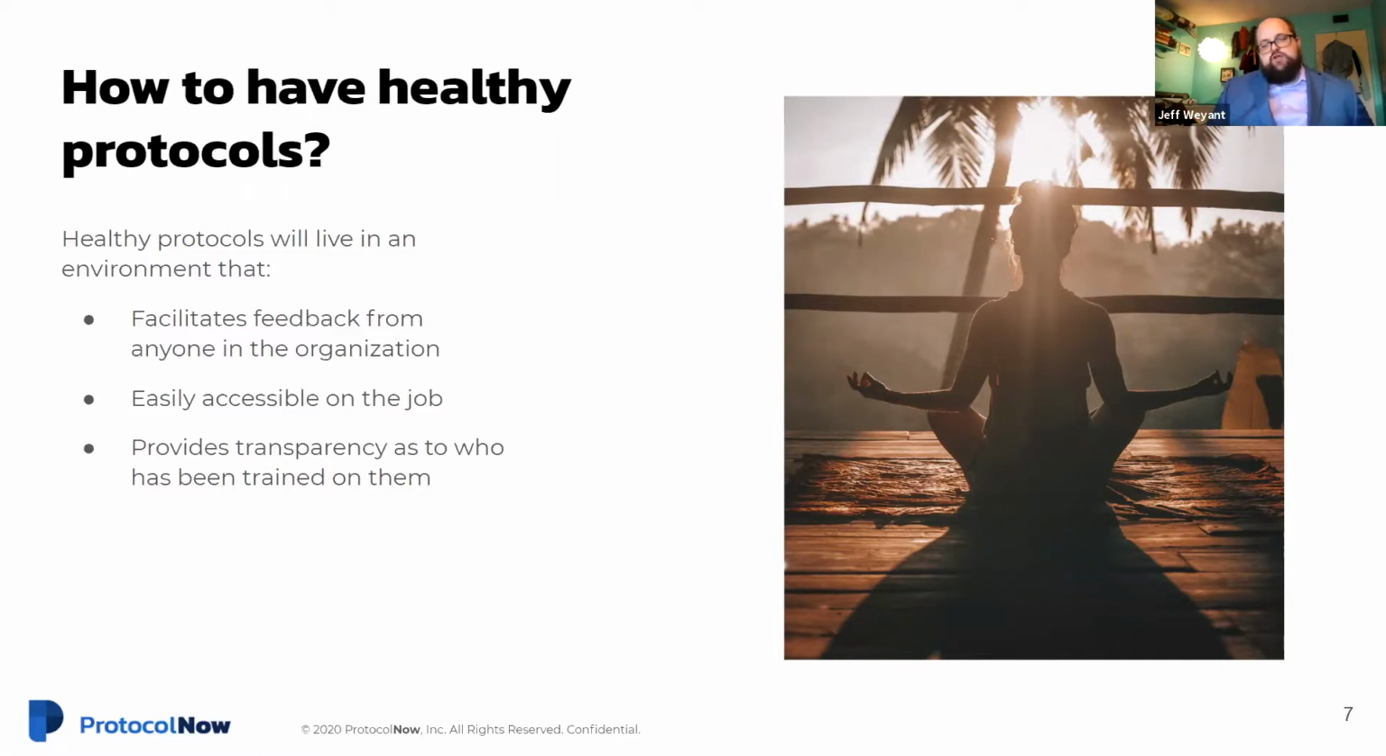Another thing a healthy protocol environment needs is a feedback system. If nurses talk amongst themselves about a problem with a particular protocol, they need to not only feel empowered to say something, but also have the means to do so. And sending an email up the chain of command isn't always the most efficient way to do that. And the other thing you need for a healthy protocol environment is transparency. So nurses, when they come on a shift, need to know that the other nurses know what they're doing, and they need to trust the physicians that they also are up to speed on the protocols.